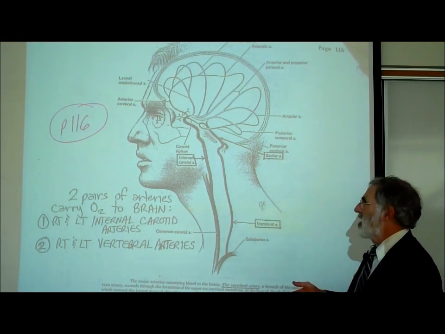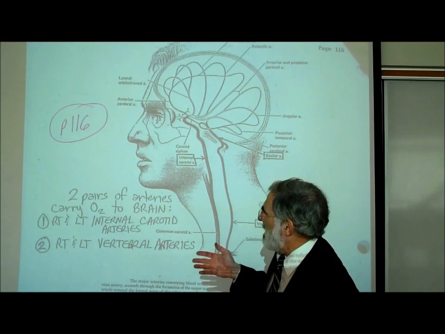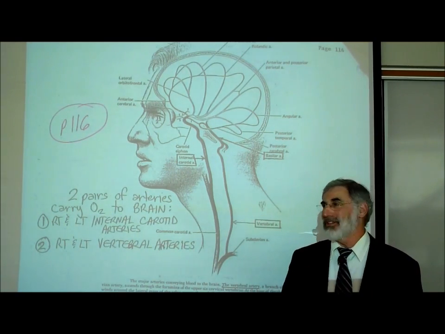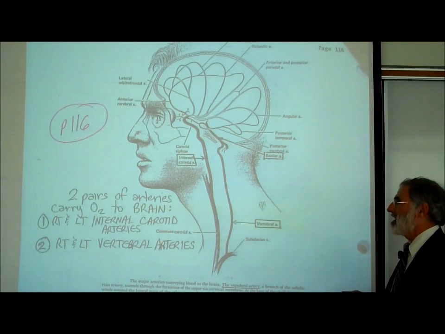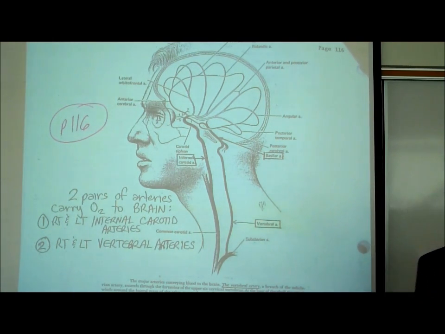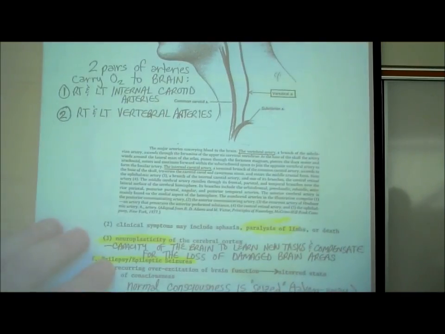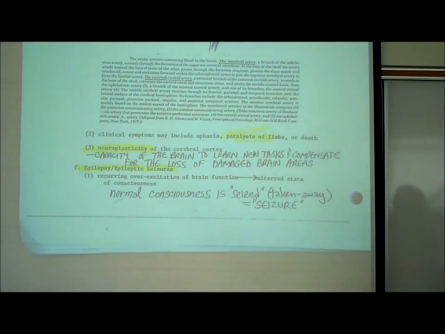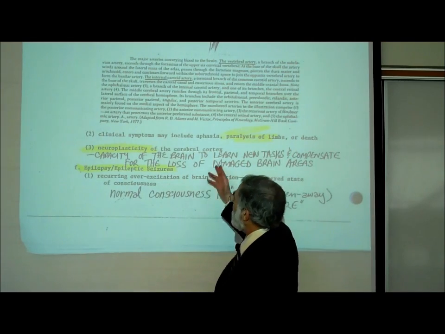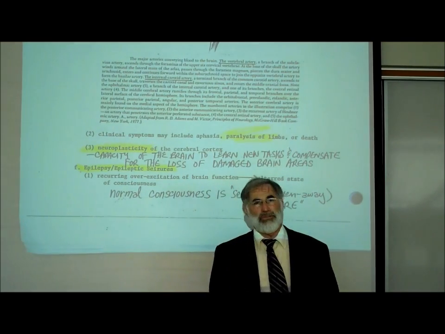Nevertheless, in spite of this fail-safe system, it still may not be sufficient, and with a blood clot or hemorrhaging, rupturing of a blood vessel, it can still result in a CVA or stroke. Now, the symptoms, as we wrote on page 116, the symptoms of the stroke or cerebrovascular accident really depend upon which area of the brain died.